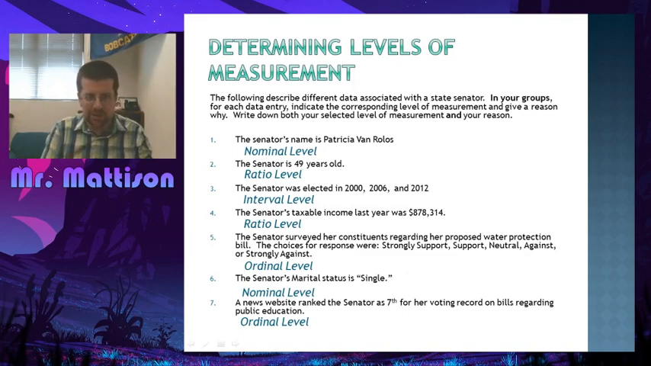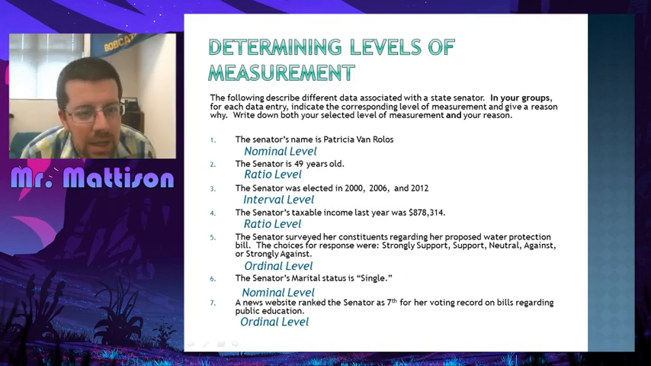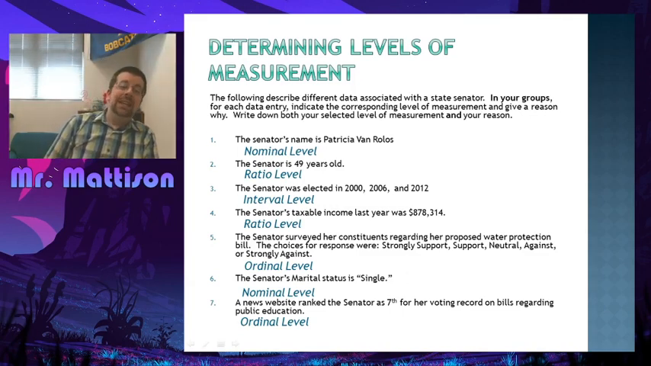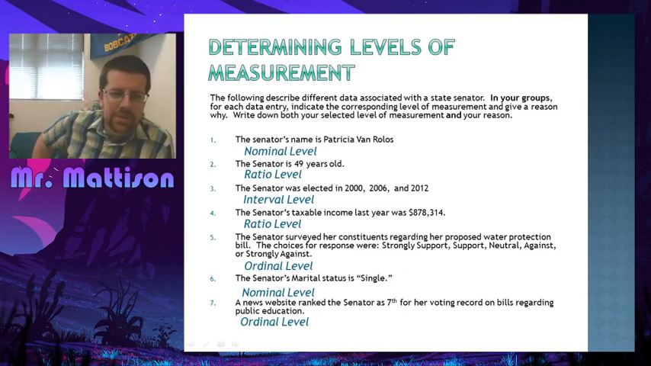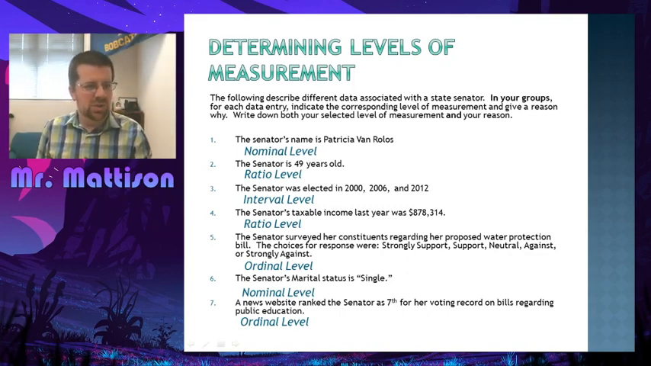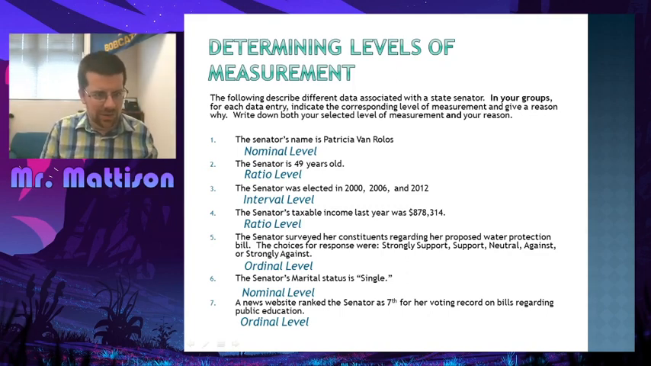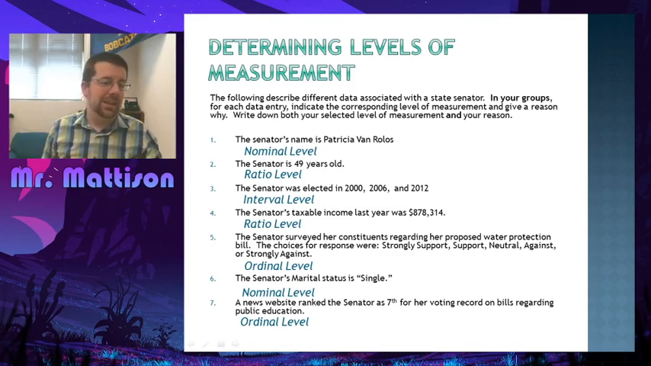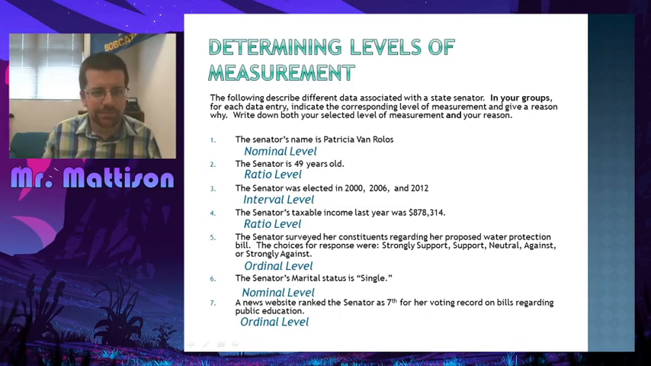We're at that ratio level where adding and multiplying works. Senator was elected in these years, right? That's going to be interval, again, because the difference between those years is consistent, so adding works, but multiplying doesn't, because the year 2000 and the year 1000 is not a double in time.